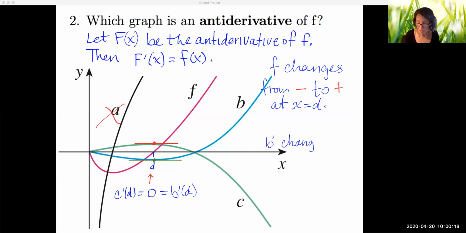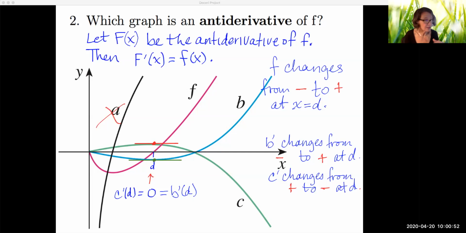So B prime changes from negative to positive. For the blue graph, notice that the tangent lines are negative before the point D, and then they have positive slope after the point D. So if you differentiate B, the derivatives are negative and then positive. But if you look at the other graph, C, the slopes of the tangents change from positive to negative. So that one doesn't work.